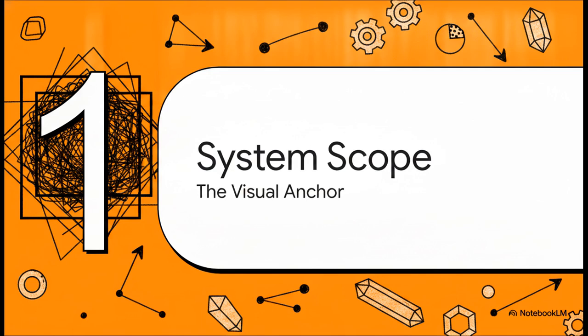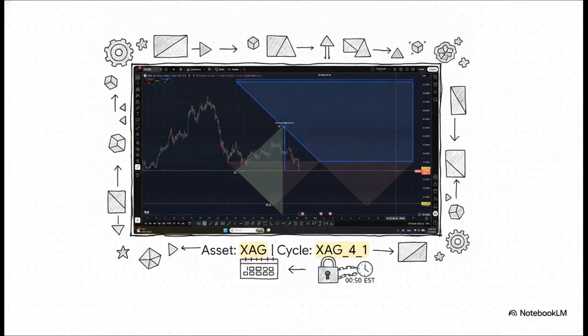Moving right along to Section 1, System Scope, the visual anchor. And here we have our visual anchor. This illustrates the fixed and complete Phase 1 state for asset XAG, specifically Cycle 4 Phase 1. It was documented precisely on May 28, 2026 at 0050 EST. Now this is absolutely crucial. The chart is documented exactly as shown. There is no added future movement. We don't add, extend, modify, or generate any candles or price data. If it's not visible, it's simply not shown.